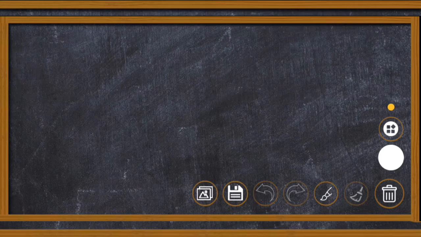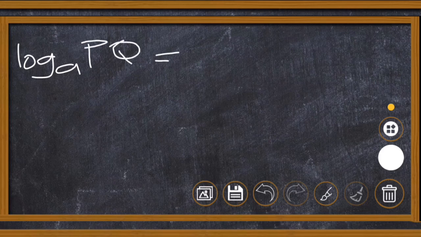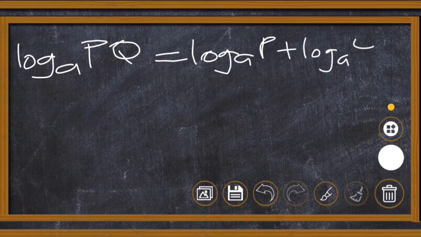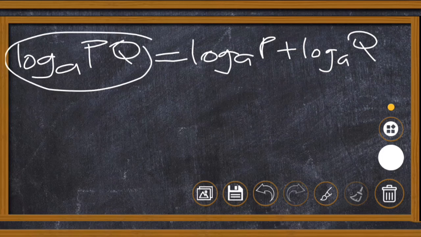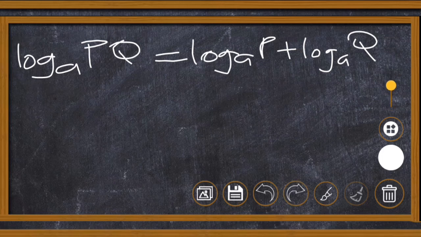Now let's look at the product rule, or rather multiplication rule. Make sure that you know these rules. If we are multiplying two values, p and q, and we have log here, this is the same as log base a of p plus log base a of q. This is how we convert from the product to addition. Whenever you have the product inside a log, you simply add the two logs.